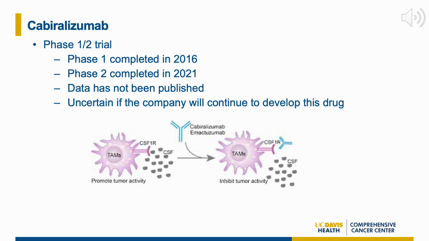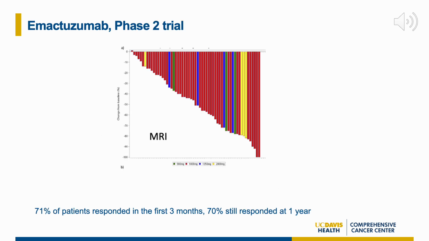The phase 1 trial was actually done back in 2016 for this drug, and then the phase 2 was completed in 2021. The data still hasn't been published. This company, 5 Prime Therapeutics, basically got acquired by another company, and the other company is probably not going to move forward with the development of this drug. So that data is probably not going to be seen. But as you can see down here, there's another drug called imiactuzumab. This is another monoclonal antibody made by a different company.